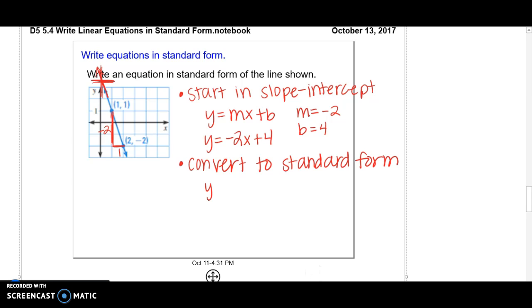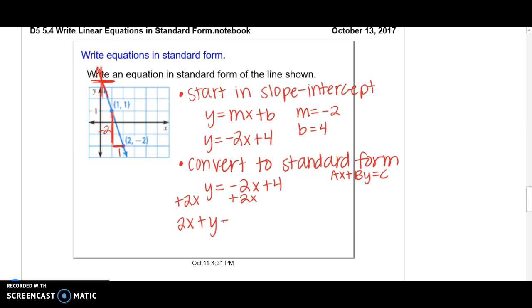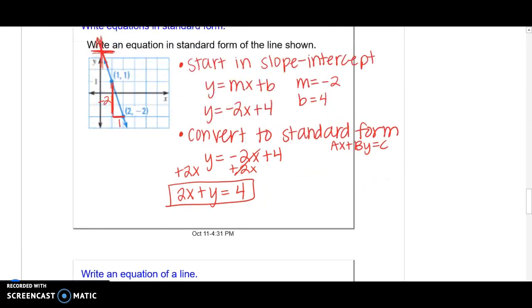Okay. So we have y equals negative 2x plus 4. We want to get it to that ax plus by equals c form. So here, if we look at this, we just need to get that x over to the other side because we need this x over here. So I'm going to add 2x to both sides. Now I have 2x plus y equals, that cancels, equals 4. Okay, so just converting it over to standard form. If you look at it, there's no fractions and there's not a negative in the front, which means we're good.